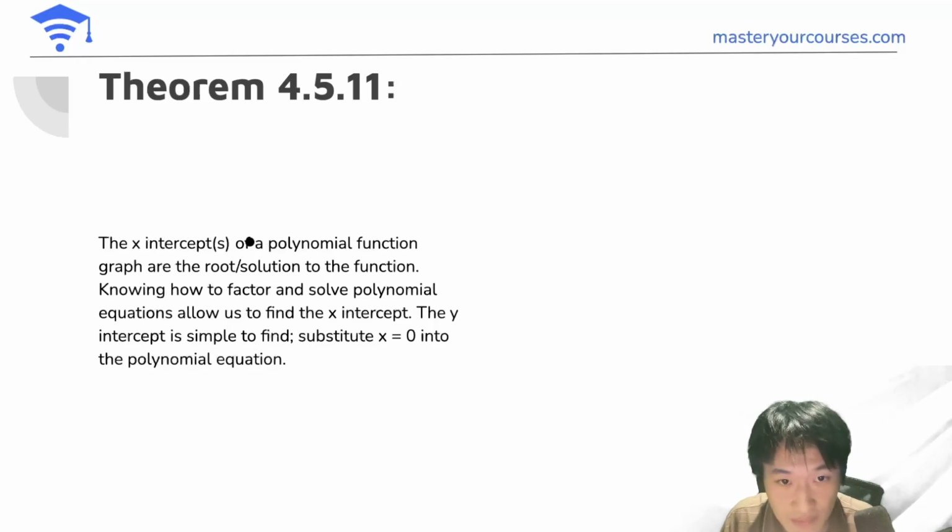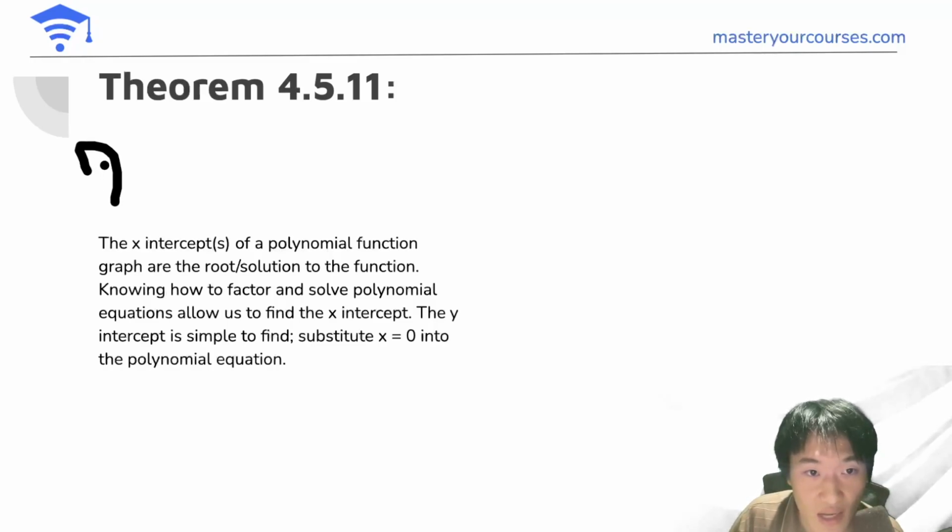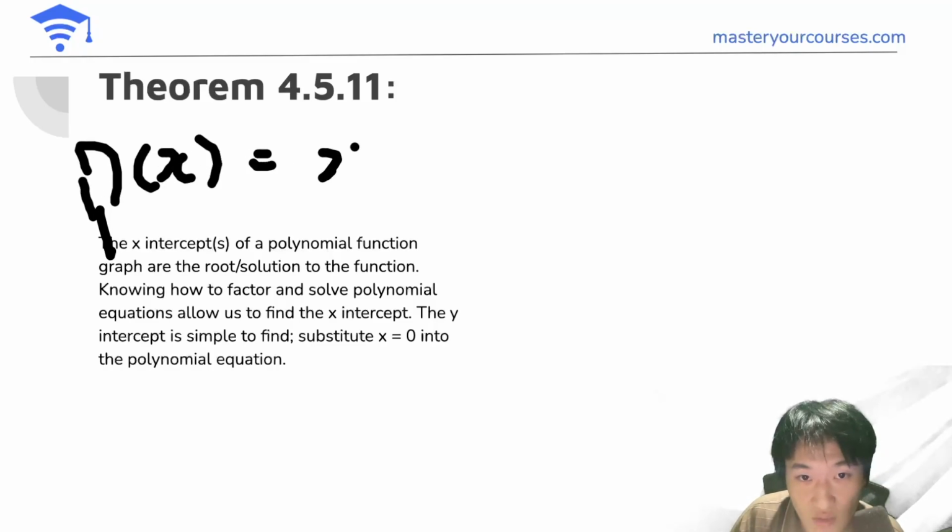Now, the x-intercept or x-intercepts of a polynomial function graph are the roots or the solutions to the function. So knowing how to factor and solve polynomial equations allows us to find the x-intercept. The y-intercept is simple to find. Substitute x equals 0 into the polynomial equation. So say we have the polynomial p of x equal to x squared plus 2x plus 1.